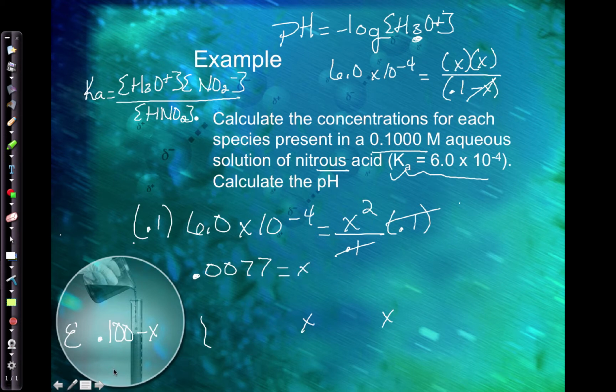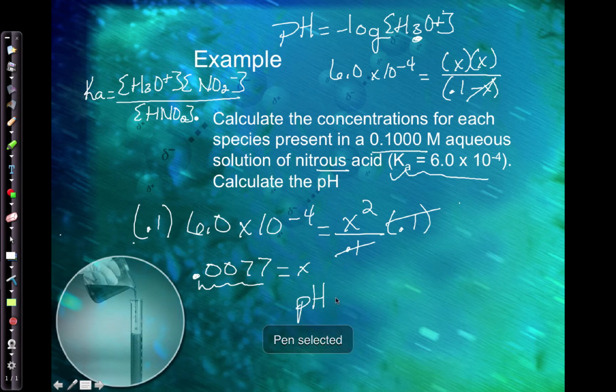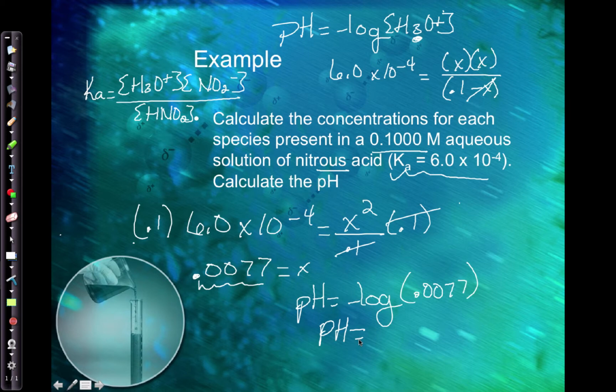All right, so if I need the concentration of, or if I need the pH, well, this is my concentration of hydronium. So I can just simply plug that into the pH expression at this point. All right, so pH is equal to the negative log of 0.0077. So pH is equal to 2.11.